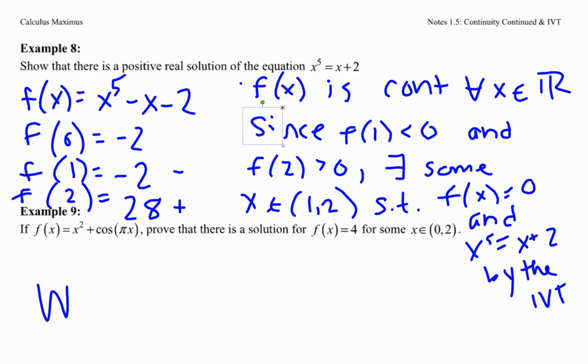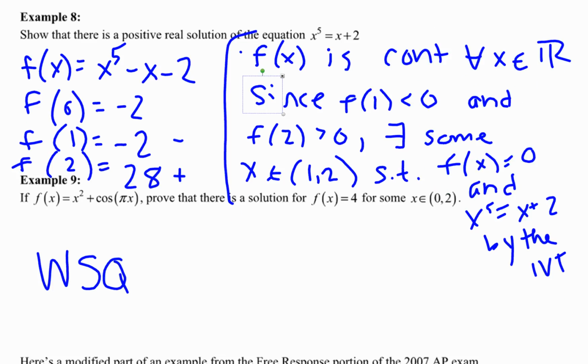Example 9 is similar. I'd like you to do that in your whiteboard. Be careful. I want to see your wording. How do you word that? Because that's important to practice using that.